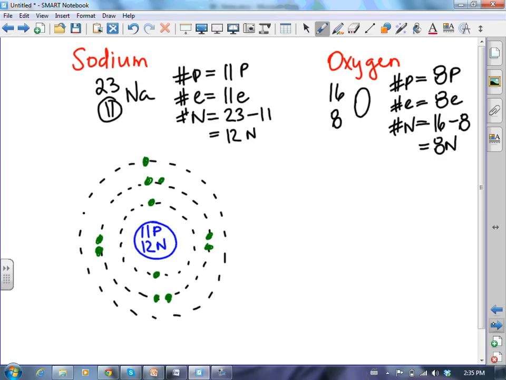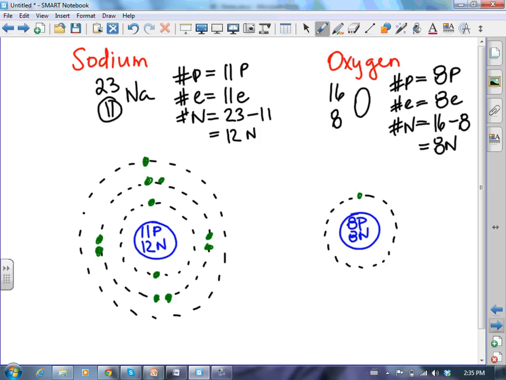So again, we start with a circle in the middle to represent the nucleus. We put our protons and neutrons in there. In this case, they're both the same. So you write 8 protons, 8p, and 8n for 8 neutrons. Now I have to draw in 8 electrons, but I have to put them in shells. So I have to fill the first shell before I can fill any others.